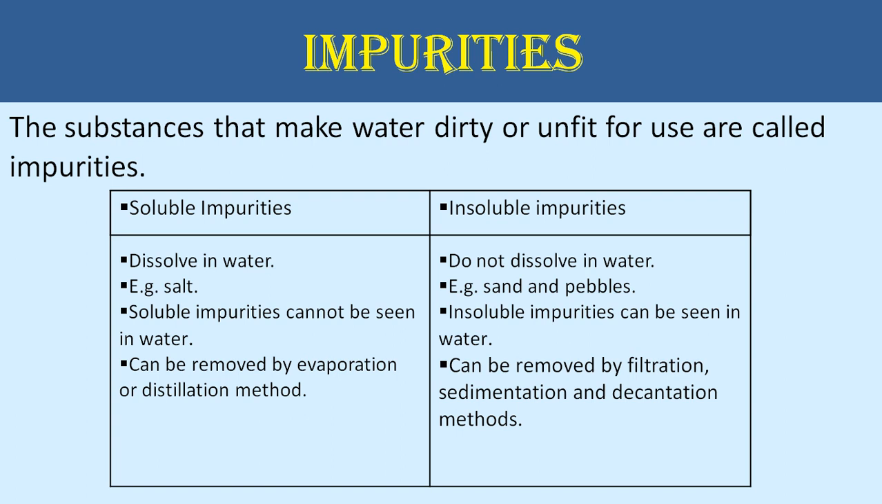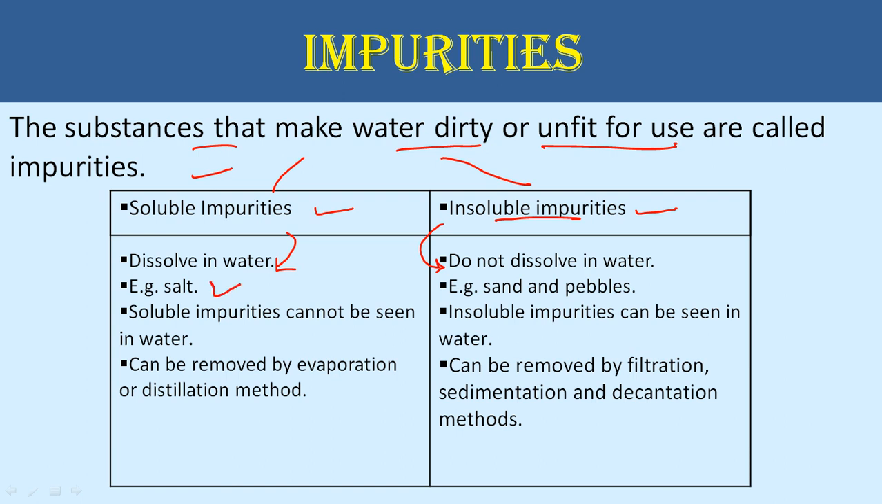Now, what do you mean by impurities? Impurities are the substances that make water dirty or unfit for us. Impurities can be of two types: soluble impurities and insoluble impurities. Soluble impurities can dissolve in water, but insoluble impurities cannot be dissolved in water.